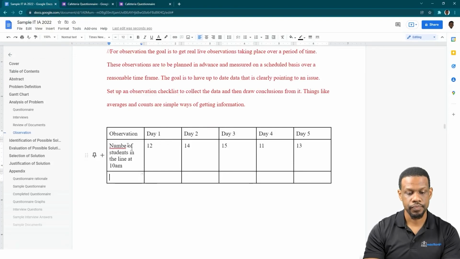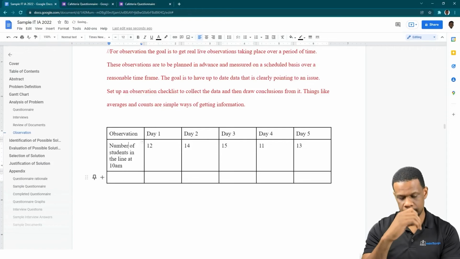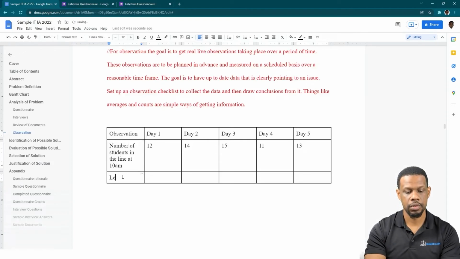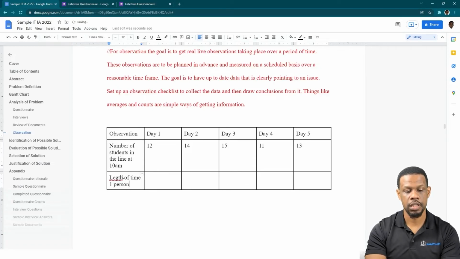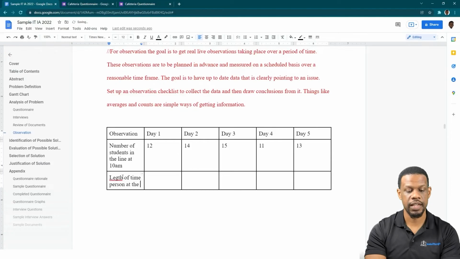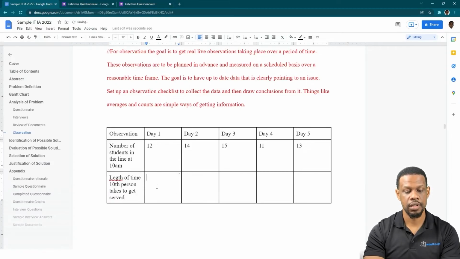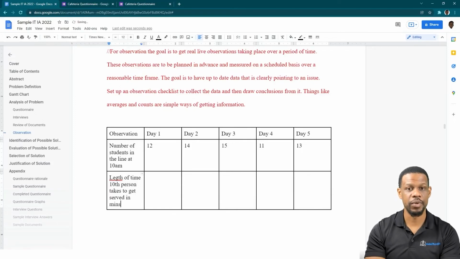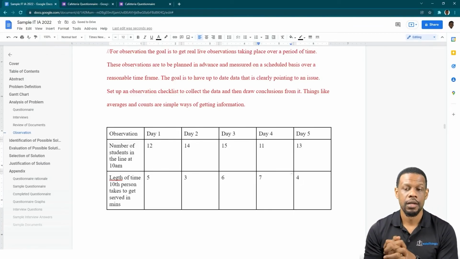And you could say empirical things like the length of time the 10th person takes to get served. And you could get it in minutes. So you could say, okay, 5 minutes for the person at position 10 in the line, they took that long. 3 minutes the next day, 6 minutes the next day, 7 minutes another day, 4 minutes another day. That way you could show the average serve time for somebody at position 10 in the line, and you could point out that there's an issue, right?